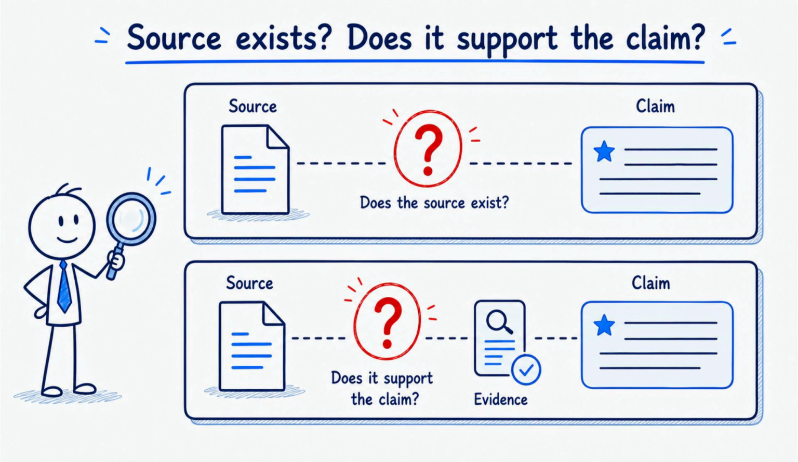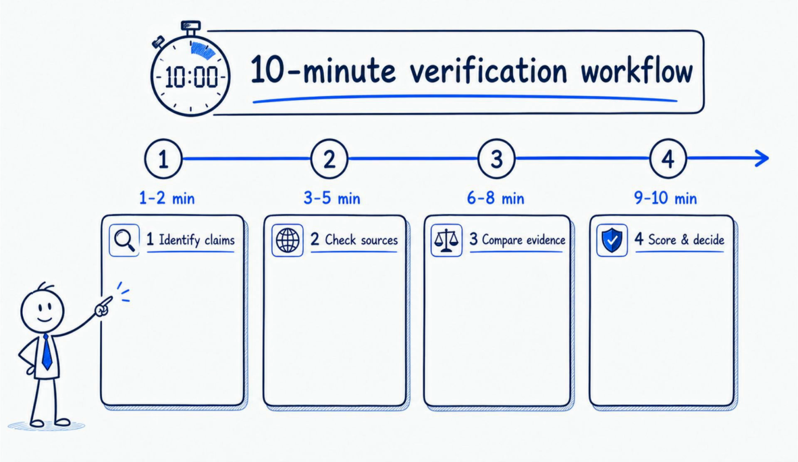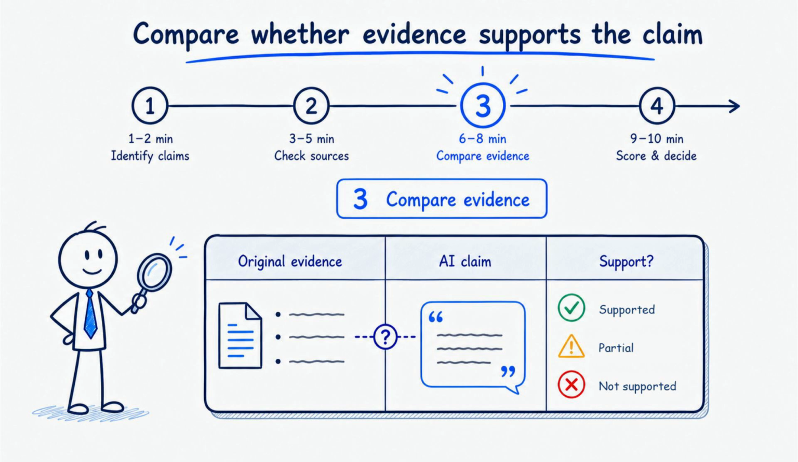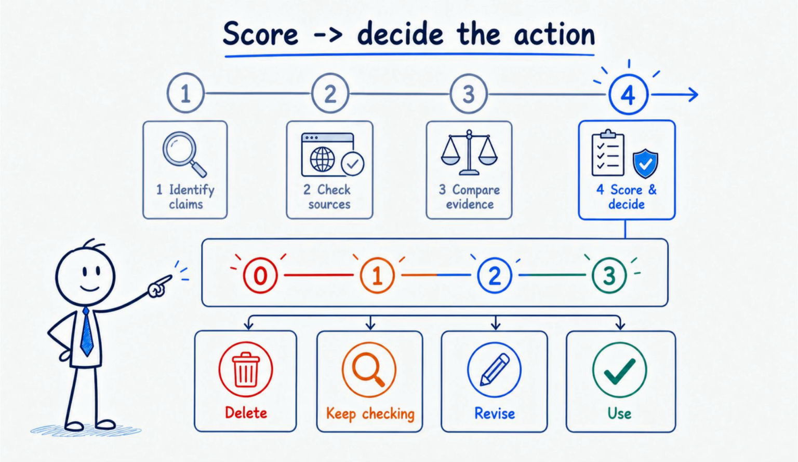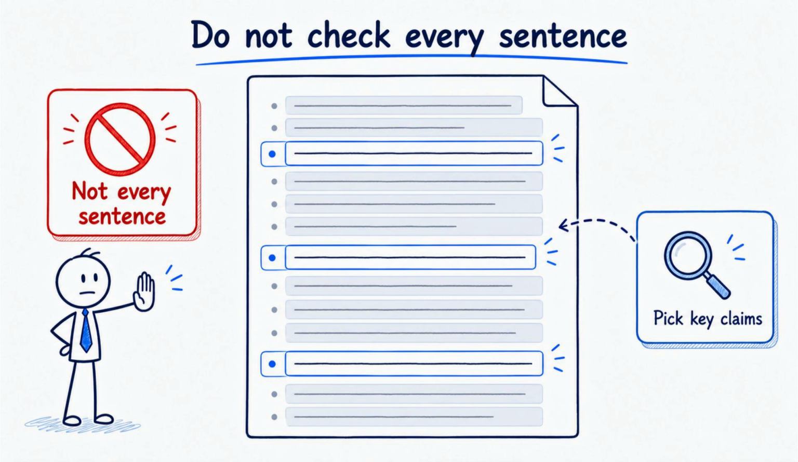So I recommend using a 10-minute workflow. In minutes 1 to 2, identify the key claims in the material that are most worth checking. In minutes 3 to 5, check whether the sources actually exist. In minutes 6 to 8, compare the original source with ChatGPT's claim and see whether the source really supports it. In the final 2 minutes, give each claim a score and decide whether to use it, revise it, continue verifying it, or delete it. Remember, this workflow is not asking you to check every single sentence.